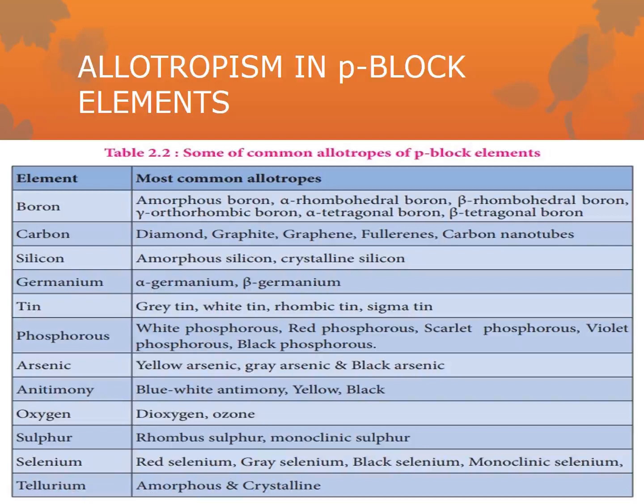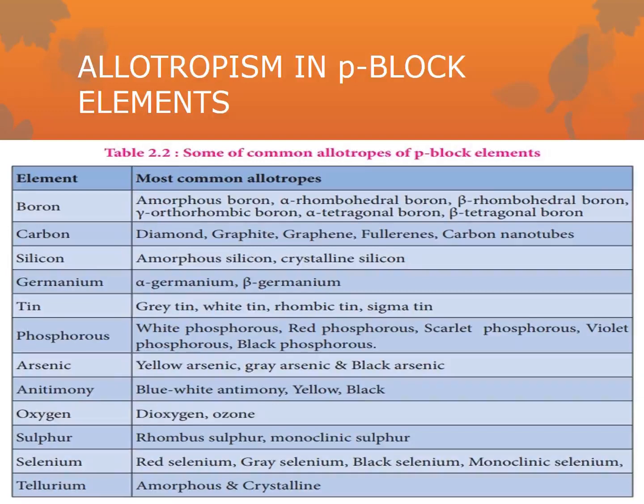See here, some allotropic forms are given. First, take the element boron. The most common allotropes are amorphous boron and alpha rhombohedral boron. Boron is in one physical state, but in that state it forms crystalline forms and molecular forms. Carbon also has crystalline forms: diamond, graphite, graphene, fullerenes, carbon nanotubes. All of this is carbon. If we take a diamond, it is a crystalline form of carbon.